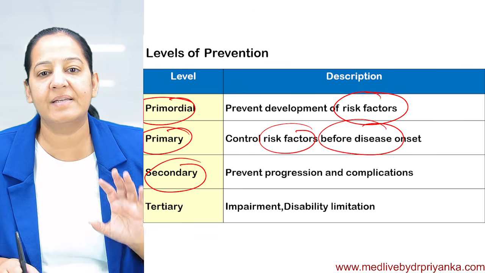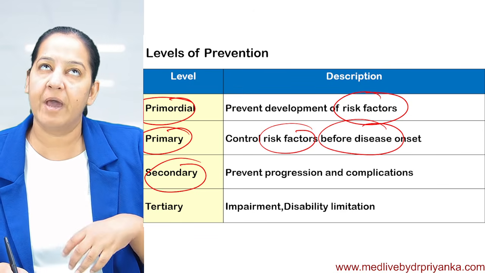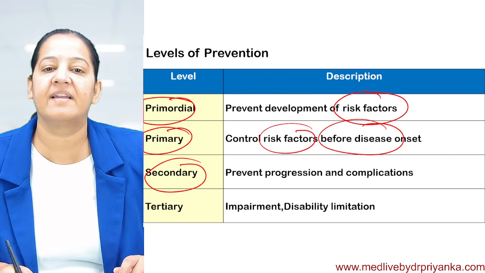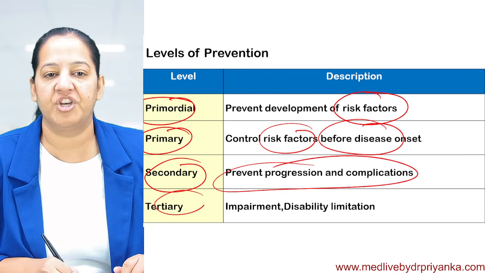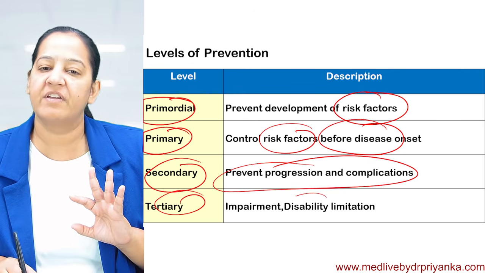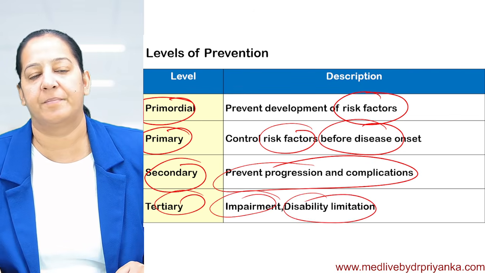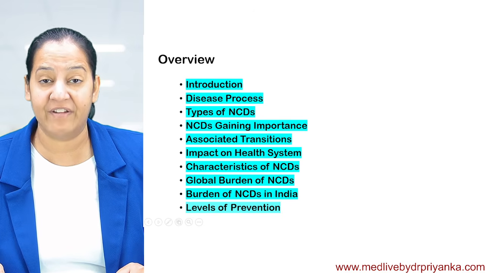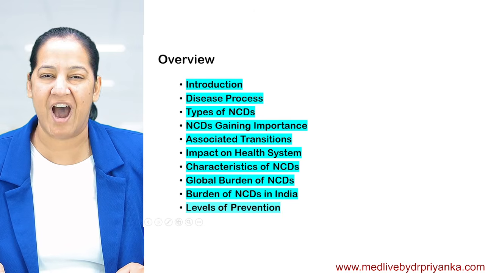In secondary, the disease is already present. So we are preventing the progression of the disease into late stage. We are halting the disease in early stage. So that's secondary. And in tertiary, the disease is already in advanced stage. So we are just doing disability limitation and impairment limitation. That's it. So these are the levels of prevention that will be applicable for the various types of NCDs I am going to teach you now one by one.